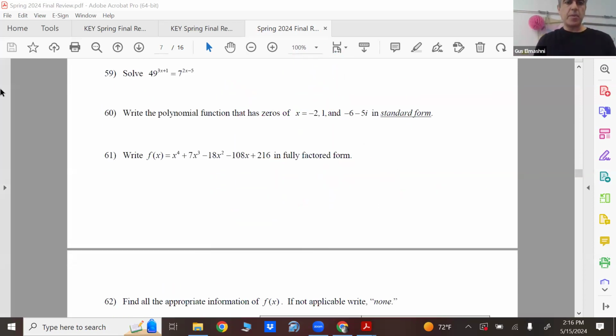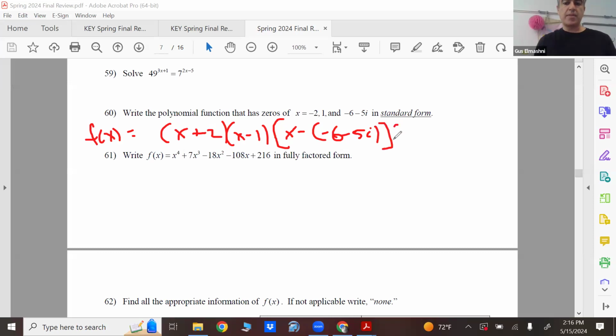How would you write this one here? What would you do here? F of x equals what? Now, I don't know how I taught this to you guys before. You could do this. Actually, don't write this down because I have a better way for you guys. But you guys see what I'm doing? I'm doing the conjugate, right? Negative 6 minus 5i. I'm doing minus that.